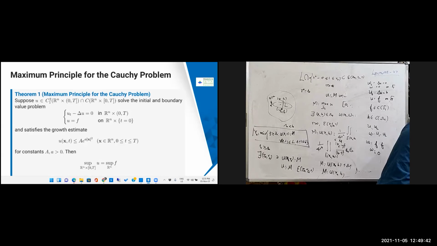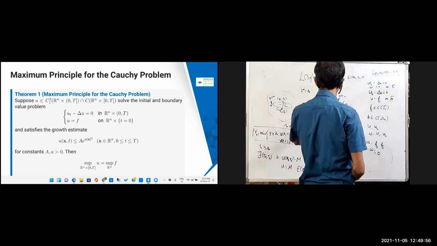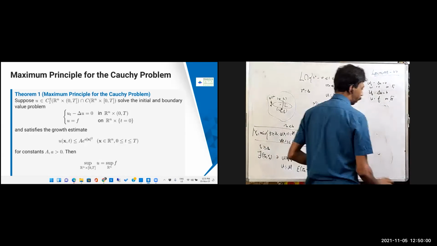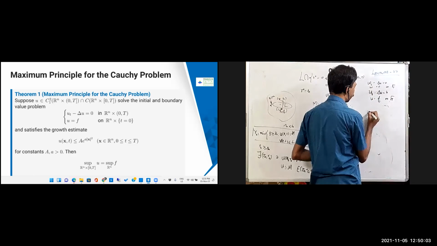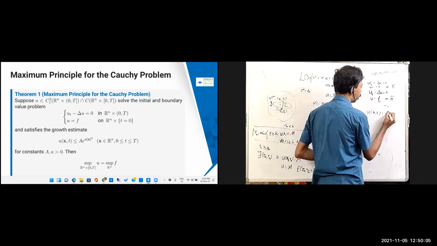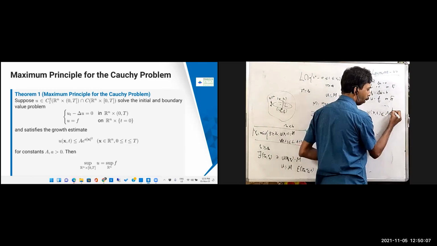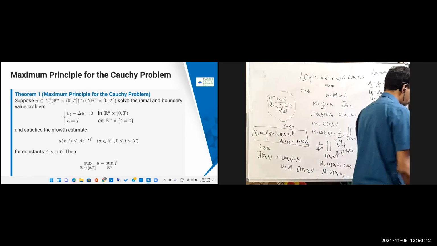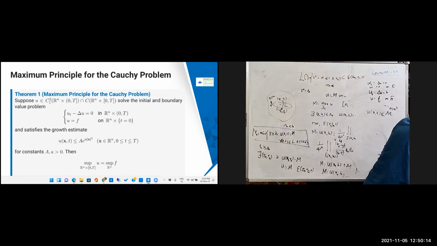So here what I'm going to prove is that suppose U belongs to C1 square of omega T, Rn cross 0 comma T. I'm going to take a Cauchy problem. Okay, this is called the Cauchy problem. Here you have to prove that U equal to M, right? So in this problem, what you are going to prove is that U of x comma T is going to be less than or equal to A e power A into mod x square, for constants A and A greater than 0.